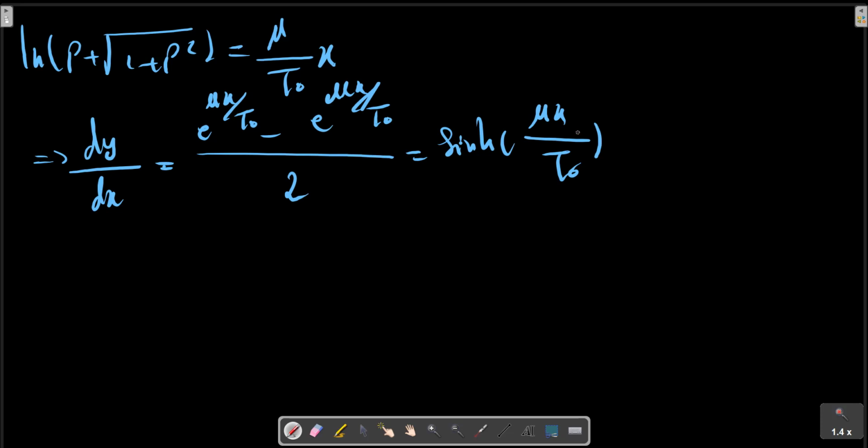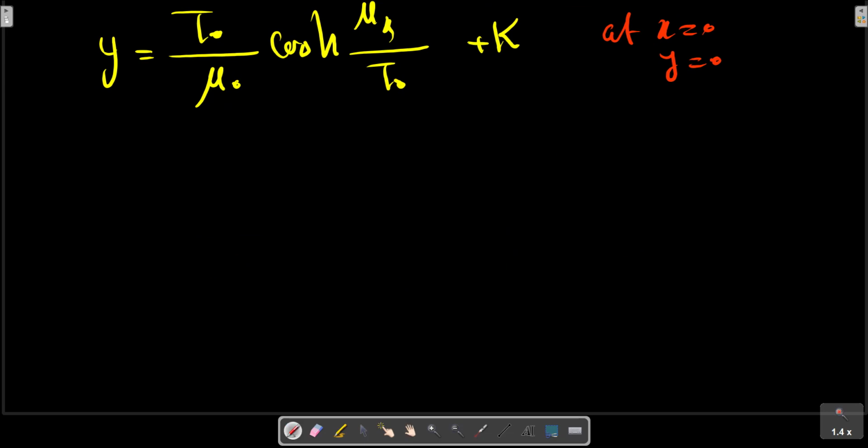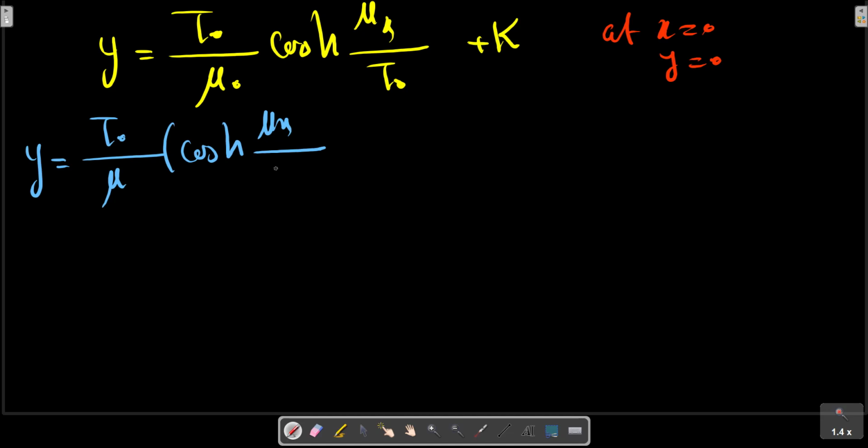The slope may be integrated to obtain y equals the hyperbolic cosinus plus a constant. At x equals 0, y equals 0, so this equation is the equation of the curve catenary formed by the cable hanging under the action of its weight only.